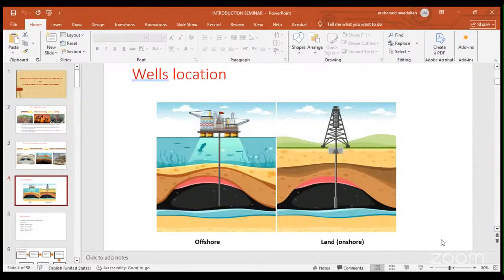Okay, so it appears now that we have two different locations for the wells. We have wells that are on land, onshore, and another which is offshore. For sure, if we compare the two, we can find that offshore costs a lot of money because we have to bring a drill ship or jackup or semi-submersible to start drilling. So this is the classification of wells based on well location.